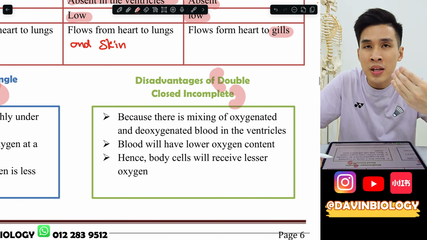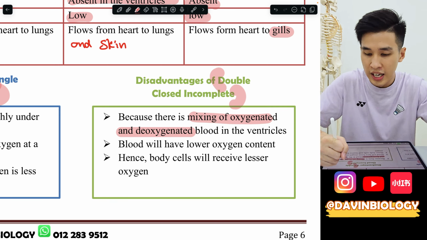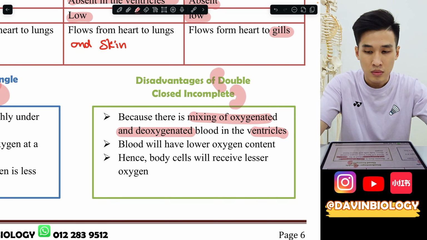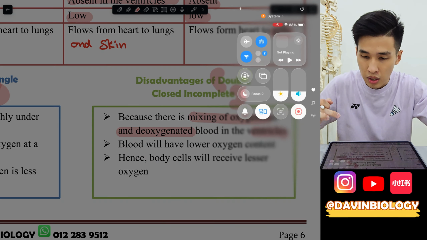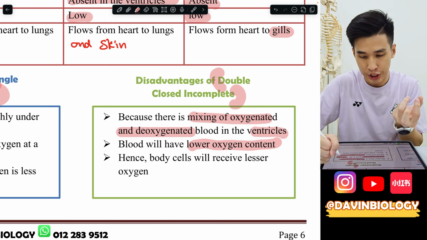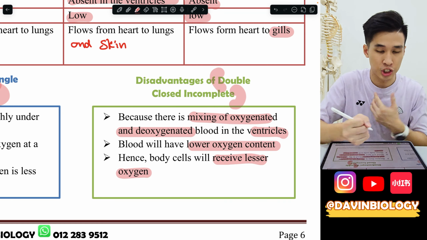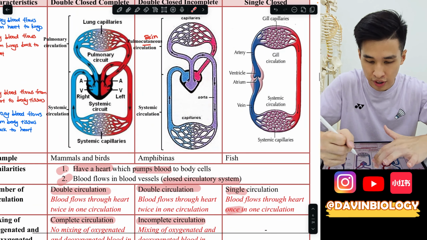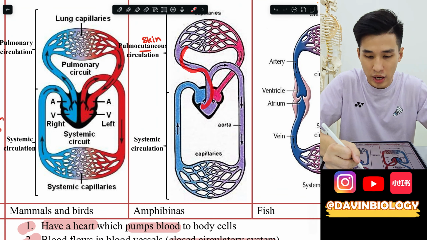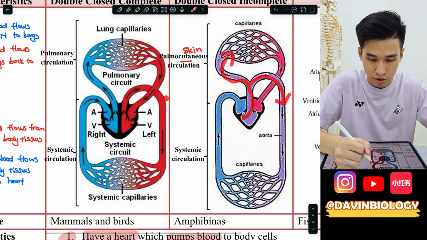Now, the frog one, the main disadvantage, of course, is the mixing of oxy and deoxy blood in the ventricle of the heart. So, because of that, their blood will have lower oxygen. So their body will definitely receive less oxygen. Because here you see it's mixed already, right? Some of the oxy blood will go back to the lungs. So here got mixed oxy and deoxy. But human, we have 100% oxygen.